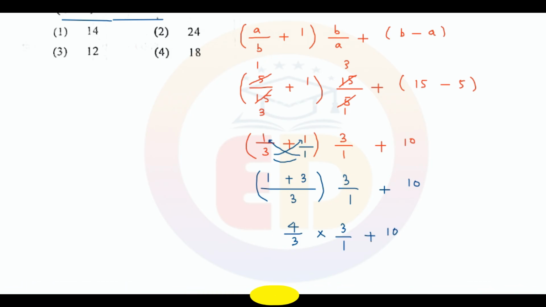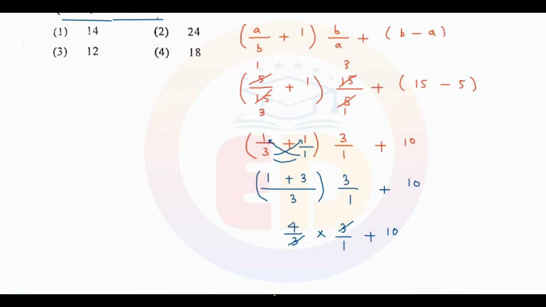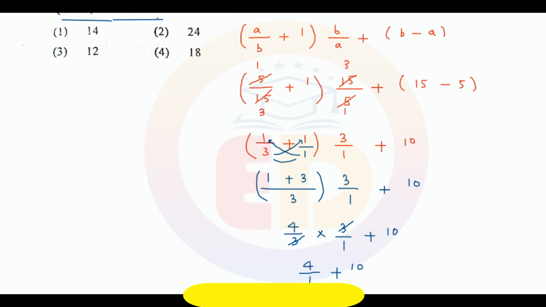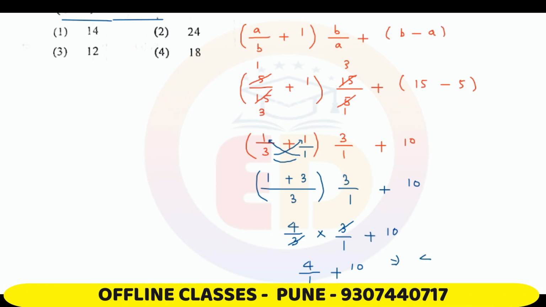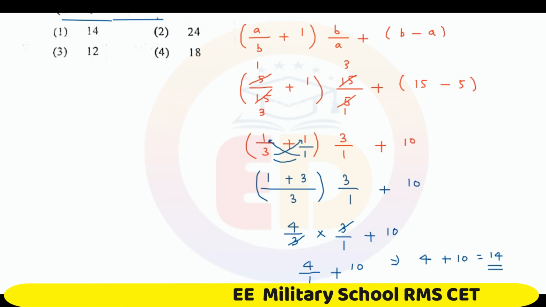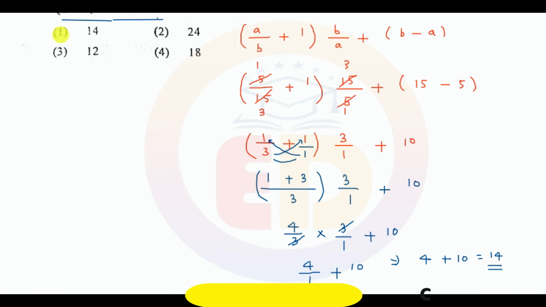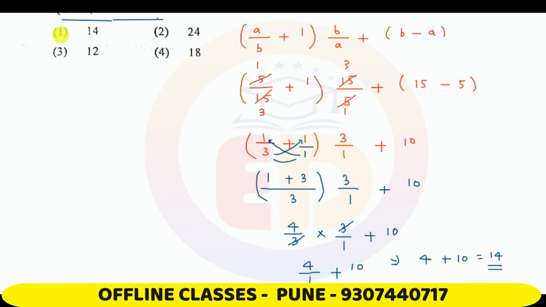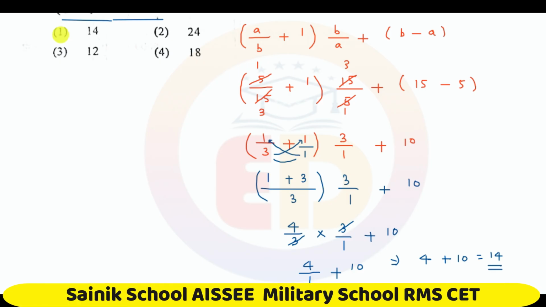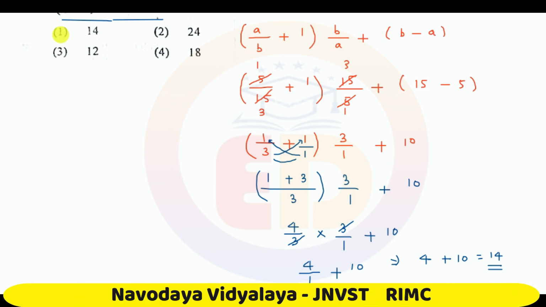Following the BODMAS, we'll cancel this 3 and 3 because we'll do the operation of multiplication first. I'm left with 4 upon 1 plus 10. 4 upon 1 is 4 plus 10. Answer is 14. Option number 1. Now this question was actually the question of linear equations with substitution. The question, however, is a part of class 7th.